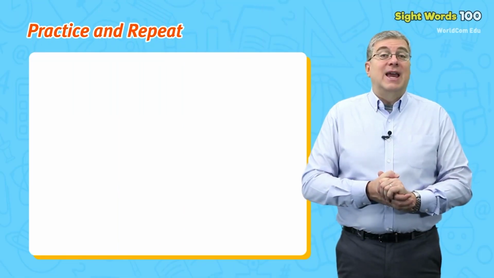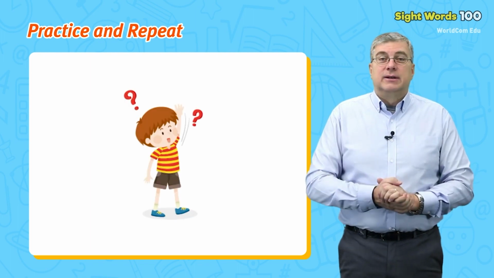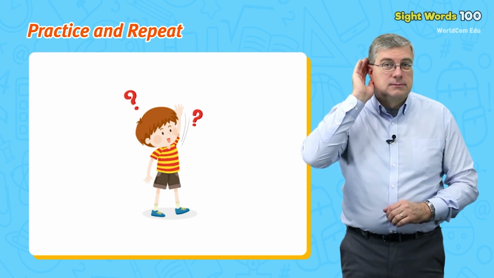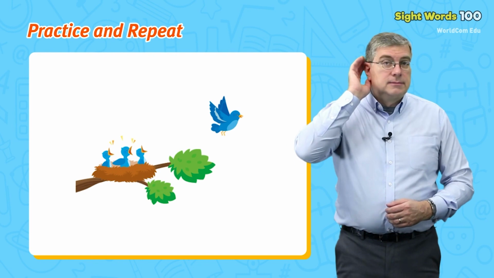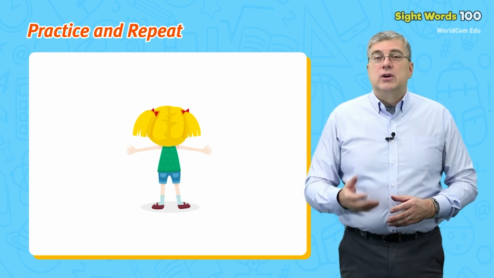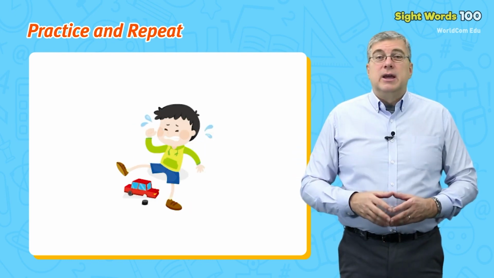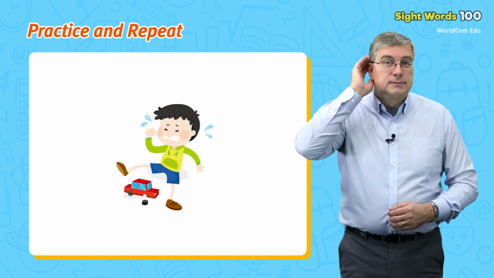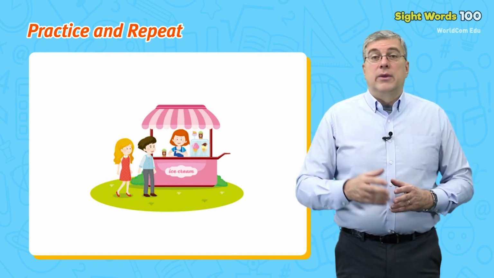Okay, it's time for practice and repeat. So, let's practice. Repeat after me. Ask. The boy wants to ask a question. Okay, good. Away. The bird flies away. Okay. Back. The girl shows her back. Because. The boy cries because his toy broke. Last one. Before. The man is before the woman.